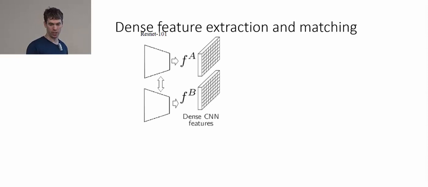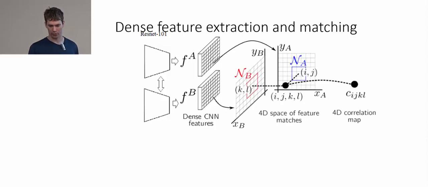So our first step is to take our two images and extract features from both images using a convolutional neural network. Specifically, the authors decided to use the ResNet 101 architecture. Then they compute the similarity score for every possible combination of points between the two images and put it into a 4D space where the i and j coordinates correspond to the row and column of the first image, and the k and l coordinates correspond to the row and column of the second image.